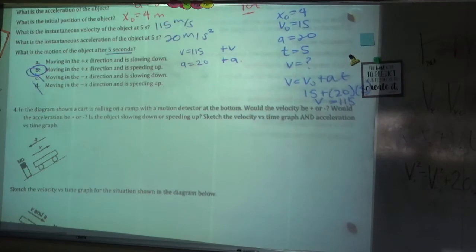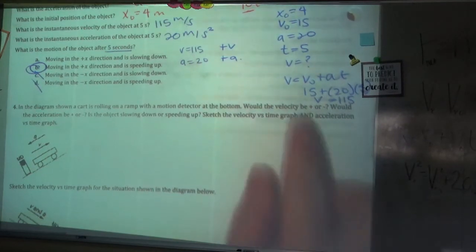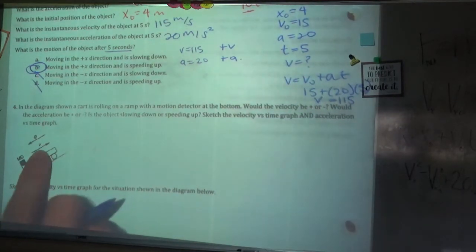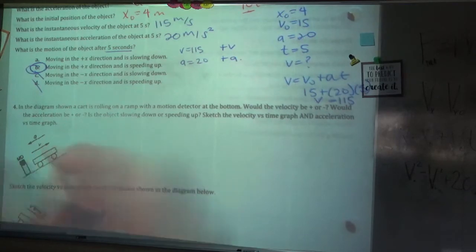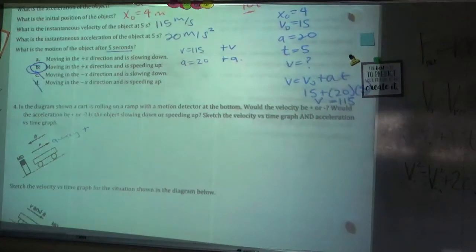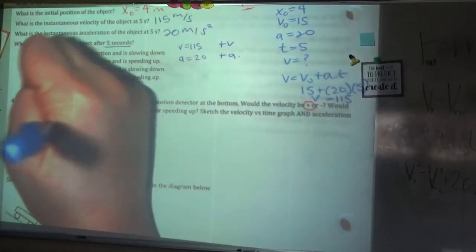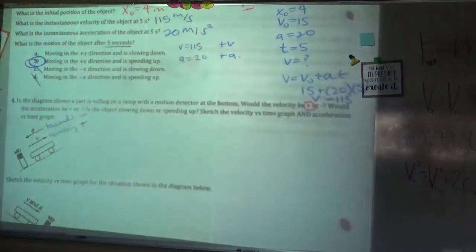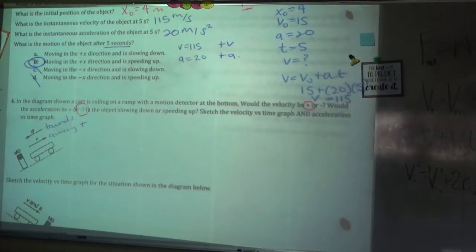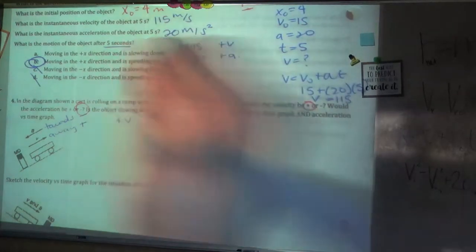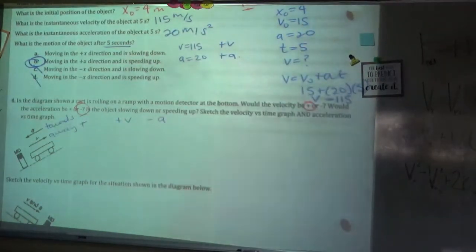For number 4, we have a cart that is rolling on a ramp with a motion detector at the bottom. Would the velocity be positive or negative? So here the velocity is going away from the motion detector, so that's positive. So I have a positive velocity. The acceleration is towards the motion detector, so that's a negative acceleration. And is the object slowing down or speeding up? Well, if I have positive velocity and negative acceleration, those are opposite signs, so it's going to slow down.